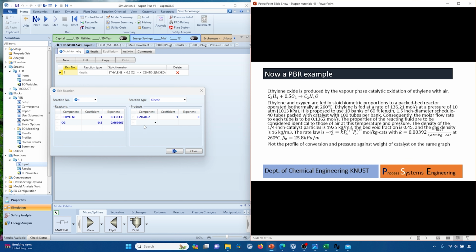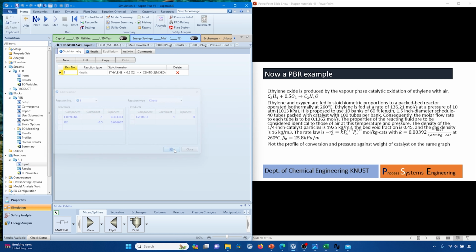Based on our rate law, the exponent of the ethylene in there is one third, and that of oxygen is 2/3. And the coefficient according to the stoichiometry of the reaction is -1 and -0.5 because they are reactants. And we do not have the product in the rate law, so its exponent is 0, and its coefficient in the reaction is 1. It's a product.